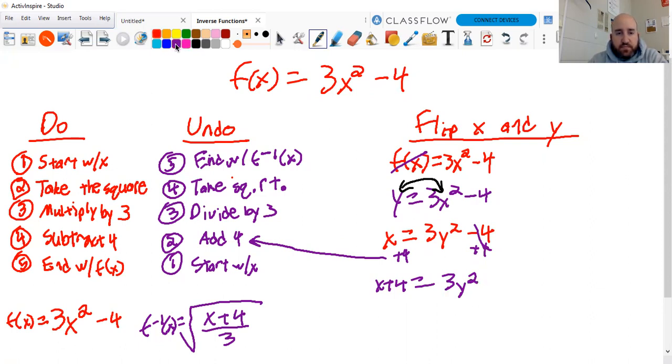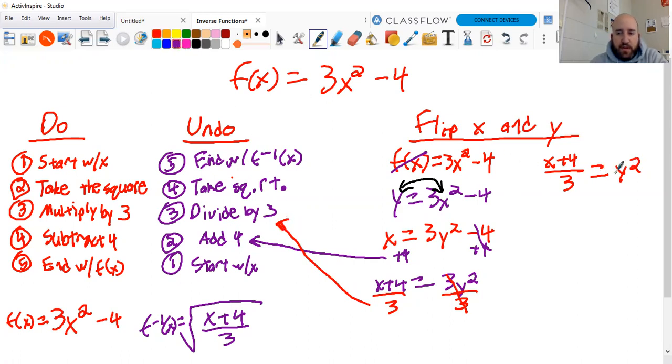Next step, I can't square root, because if I do that, now I have the 3 trapped underneath there as well. So I can't square root yet. I have to divide by 3. So I'm going to move that up here. X plus 4 divided by 3 equals y squared. Again, divide by 3 was my next step. So you can see it's still matching up, right?